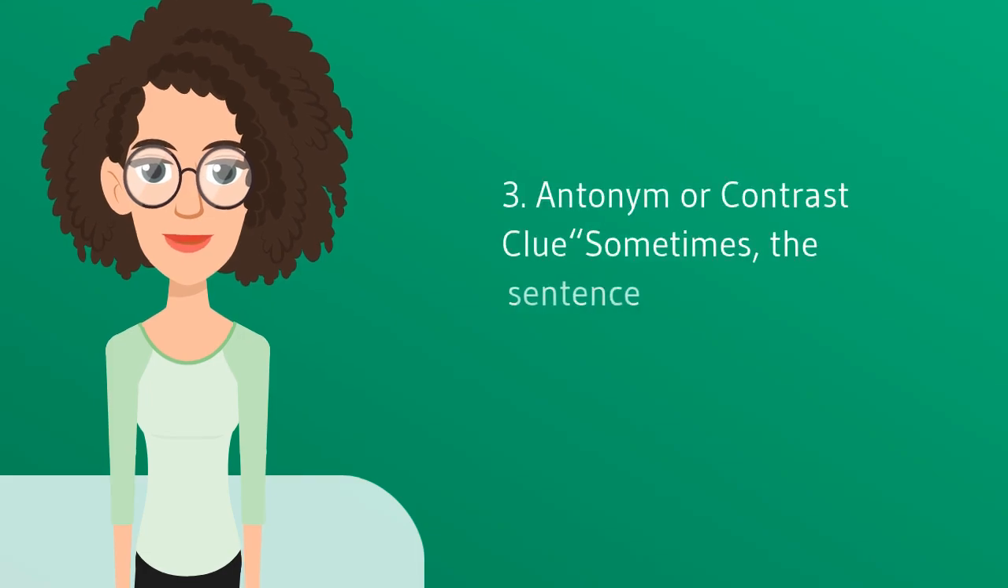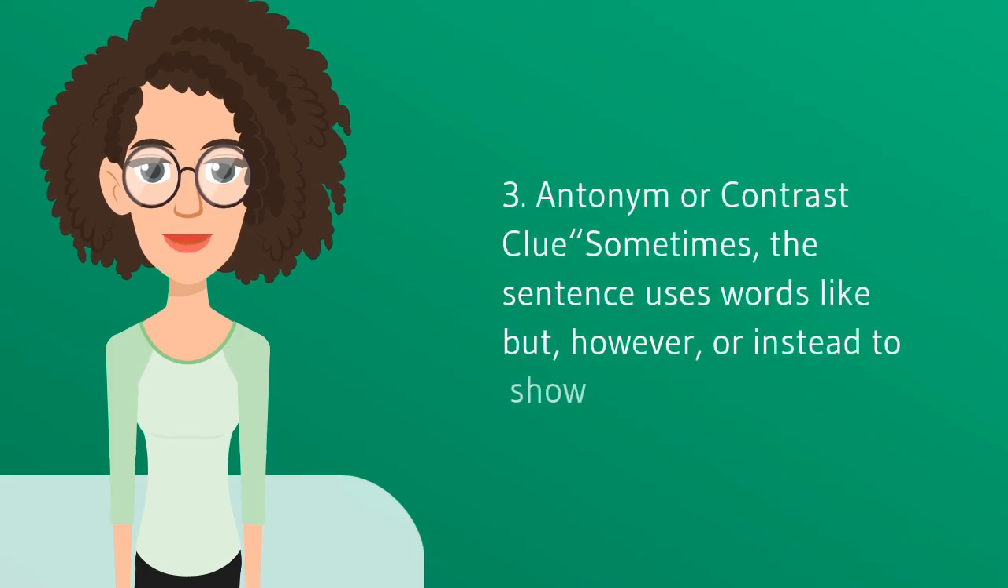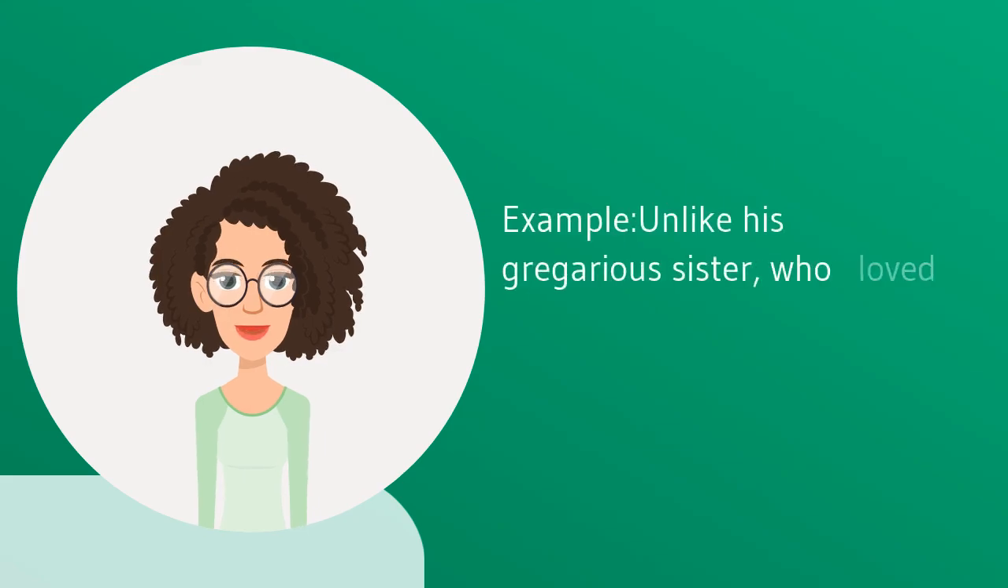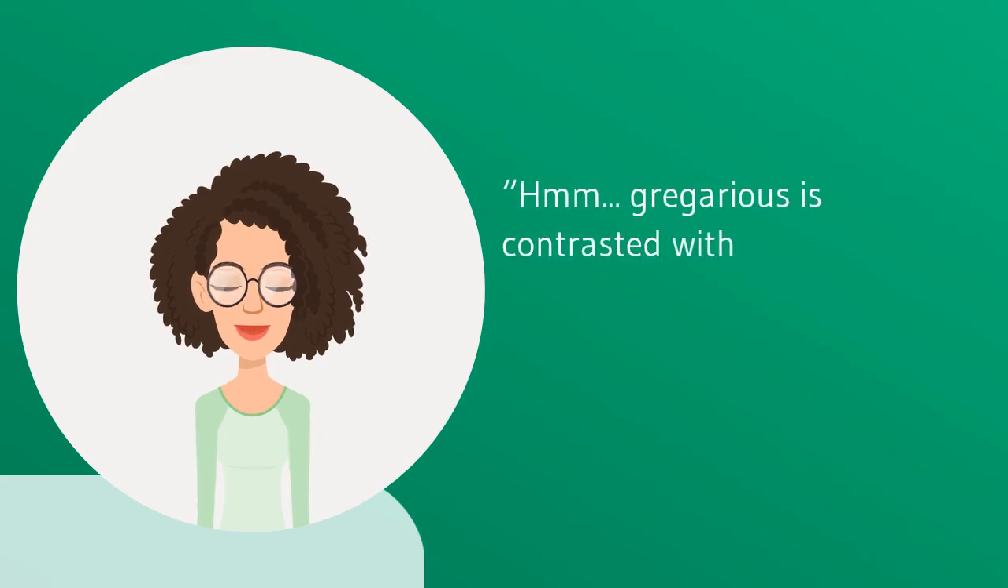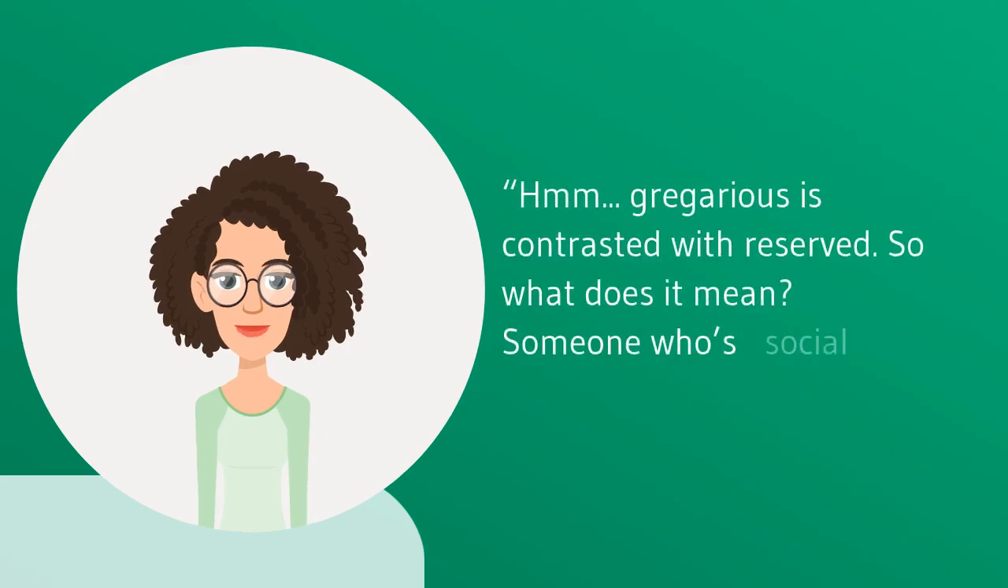3. Antonym or contrast clue. Sometimes, the sentence uses words like "but," "however," or "instead" to show contrast. Example: unlike his gregarious sister, who loved parties, Tim was quite reserved. Gregarious is contrasted with reserved. So what does it mean? Someone who's social and outgoing.